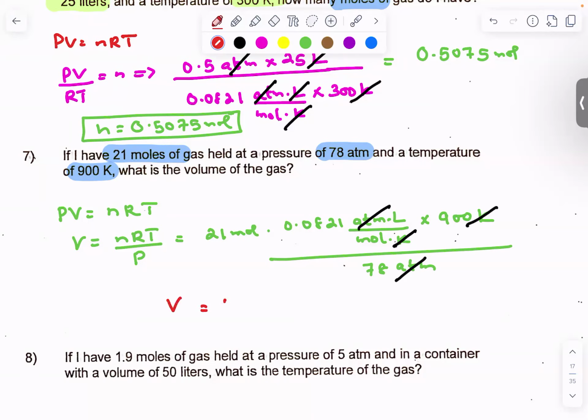Yes, well done. 19.9. Okay, fine. I got 19.89. You have rounded it off, right? Yes. By the way, Soumya, I will suggest to write two decimal places. So I think I should better go with 19.89 liters.